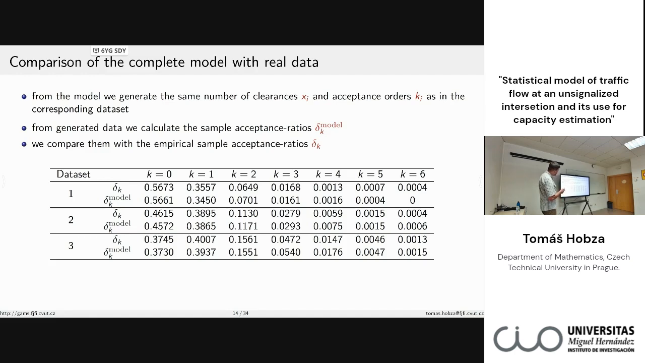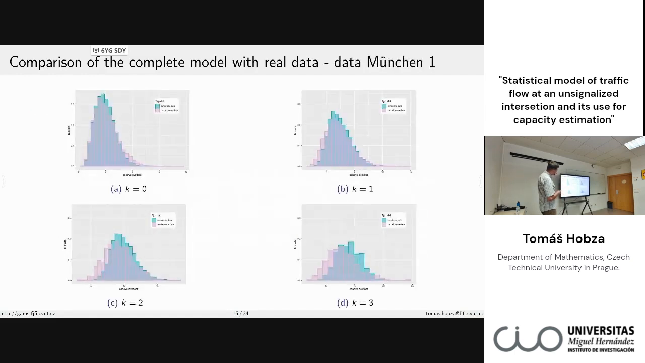Maybe a little bit more interesting comparison would be in these histograms. These are histograms of accepted clearances of order zero. This means these are clearances that were not accepted by any vehicles. The cyan color is the empirical data. The other one, rose or violet color, is the histogram of our model data. So we can see it corresponds quite well.